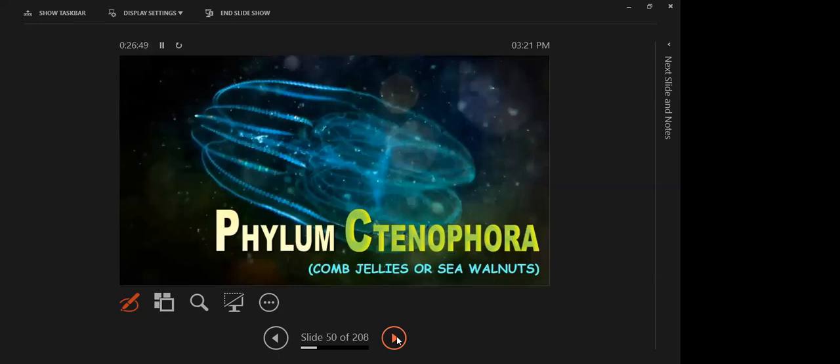Okay, so the next is comb jellies or sea walnut. Again, see, all of you see it is there here again. Sea walnut. So why do you call them sea walnuts? Because they appear like sea walnuts.